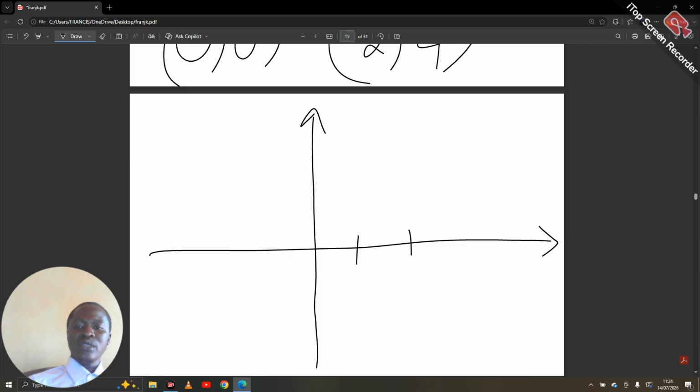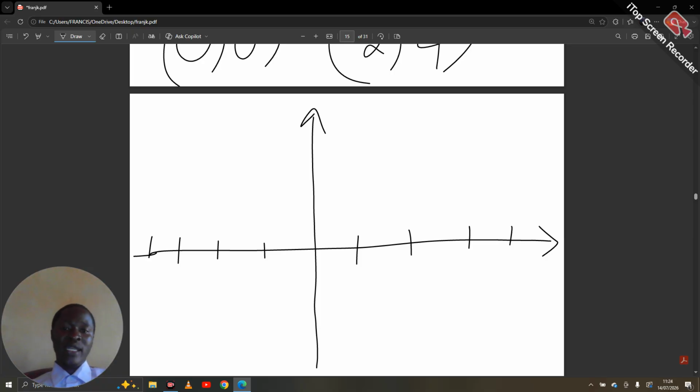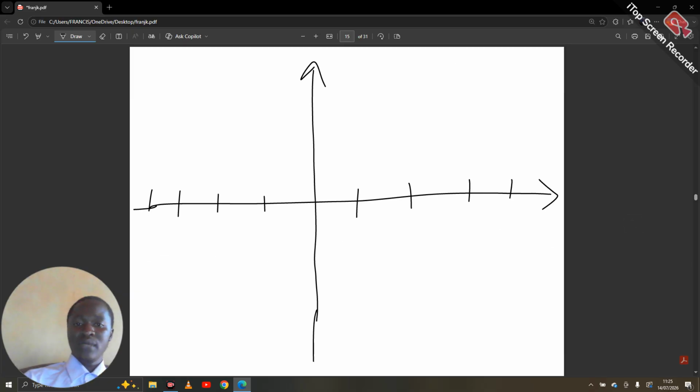So we have 1, 2, 3, 4. By the way, when drawing this thing, you must use a ruler. All the distance in between should be proportional. If you decide to use 1 centimeter after the other, then let it be constant to the end. I mean, the spaces after each and every number should be 1 centimeter, and it should remain constant for the whole Cartesian plane. Or even if it is 2 centimeters, it should remain constant the same way. And it should be neat.